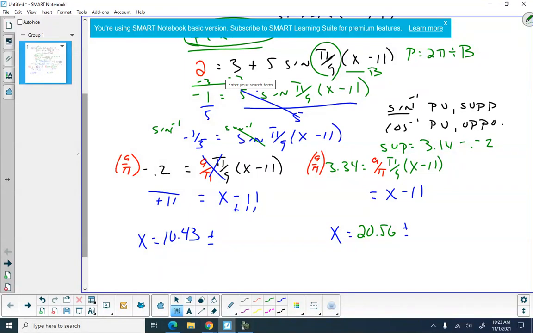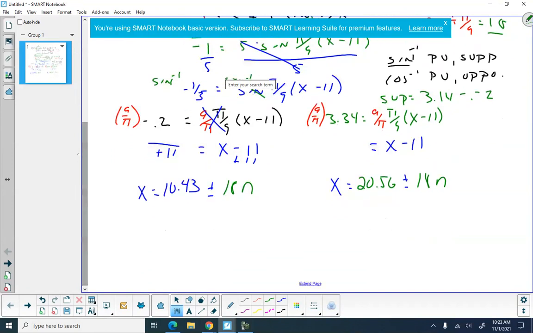Okay, plus or minus the period n. So we have 2 pi divided by pi over 9, which we flip and multiply, so the pi's cancel out. So we have 2 times 9. So the period would be what, Odessa? 18. So we have a value of 18 there. So we have 10.43 plus or minus 18n, 20.56 plus or minus 18n.